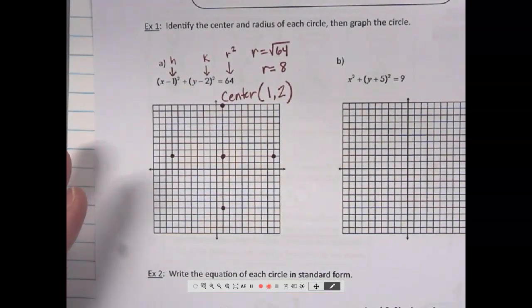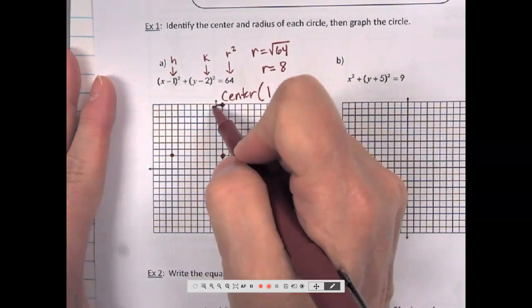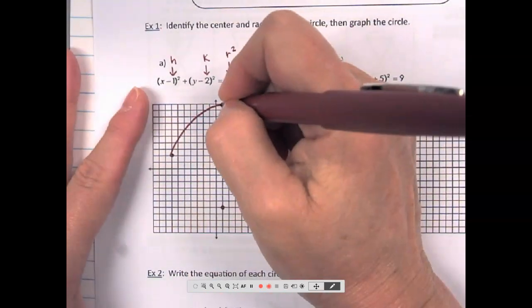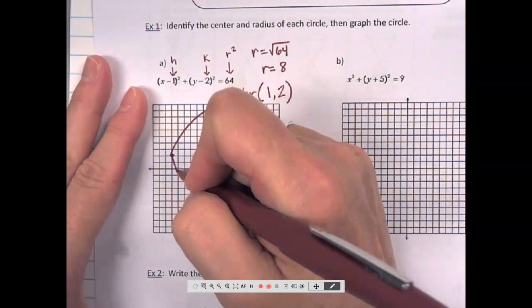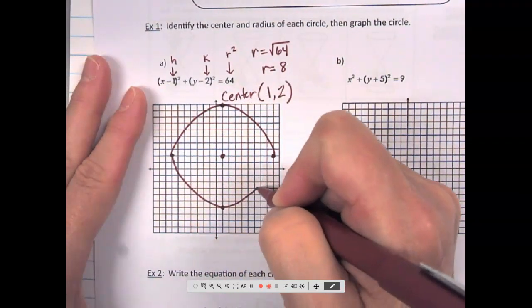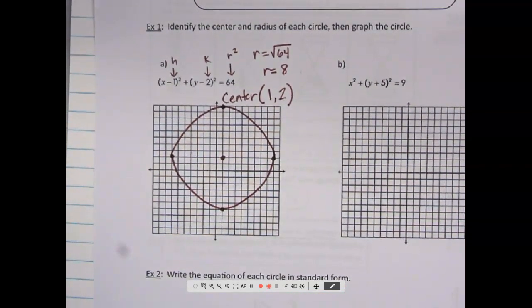Okay, so all 4 of those points that we plotted are on the circle. And now the tricky part is connecting them in a circular manner. And it's very hard to do it well. I usually end up being a little lopsided. Sometimes like diamonds or potatoes, so try to make it as circular as you can.